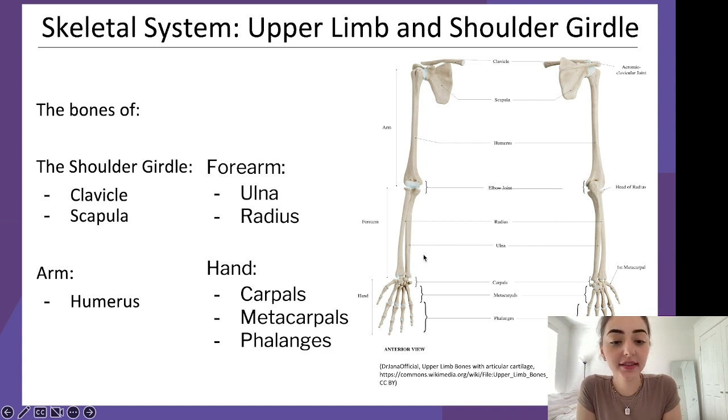Then we have the hands. We have three sections: the carpals, metacarpals, and phalanges. Nice and easy. Now, there is more to this, I won't lie. You will need to know the name of each depression of each condyle. So this is a condyle that I was talking about. See how it's circular at the top?